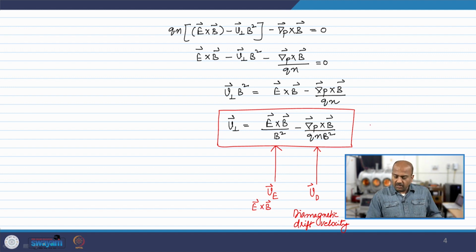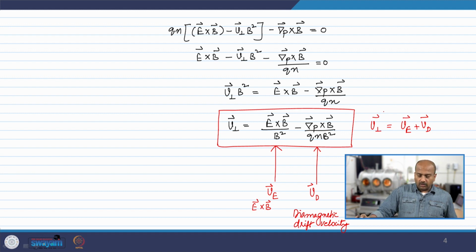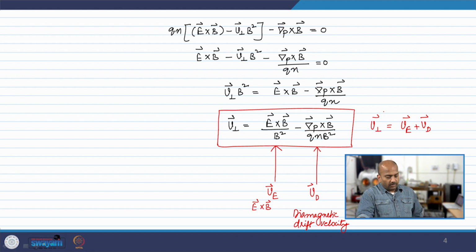Okay. So, which means that the V perpendicular is equal to V e plus V d. So, the E cross B term that we are familiar with resembles the, of course, single particle motion in combined electric and magnetic fields. The second term is actually an additional term, which is minus del P cross B by q n B square. Now, this term, this diamagnetic drift velocity term, we have not seen earlier. This is something completely new for us, right.